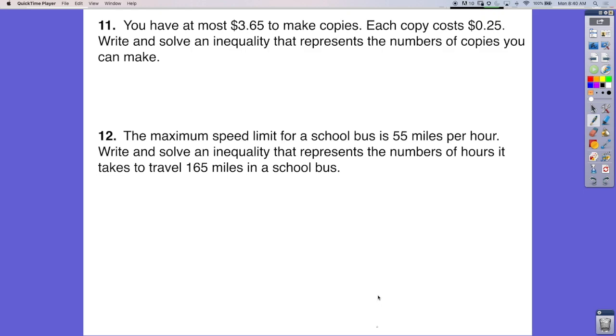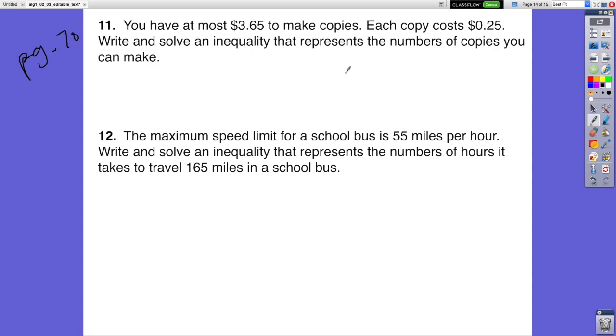Okay, we're going to move on to the word problems for section 2.3. This is monitoring progress 11, and it's on page 70 if you want to follow along. Can I have someone read it, please? You have at most $3.65 to make copies. Each copy costs 25 cents. Write and solve an inequality that represents the numbers of copies you can make.